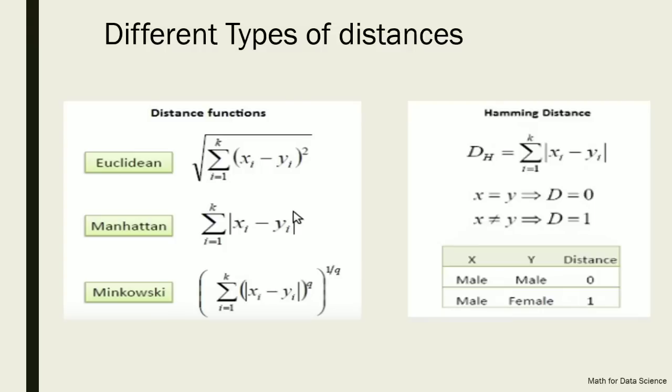For example, you have the values male and female. You have to calculate the distance. The distance between male and male would be 0, but the distance between male and female would be a higher factor. It can be represented by any number.